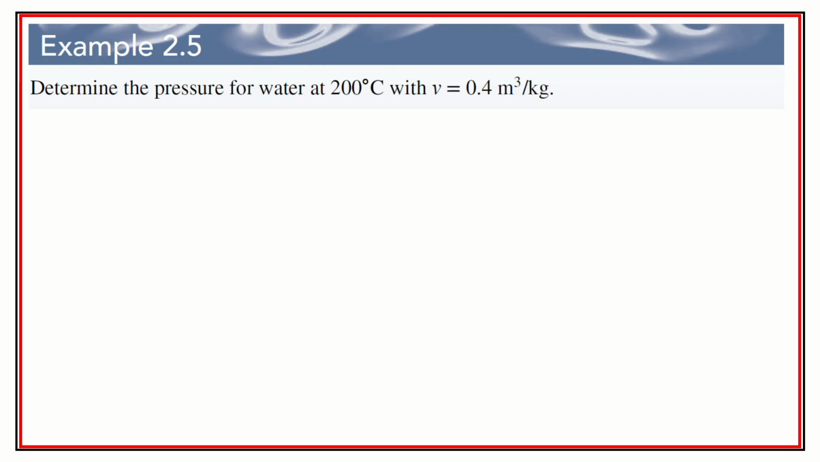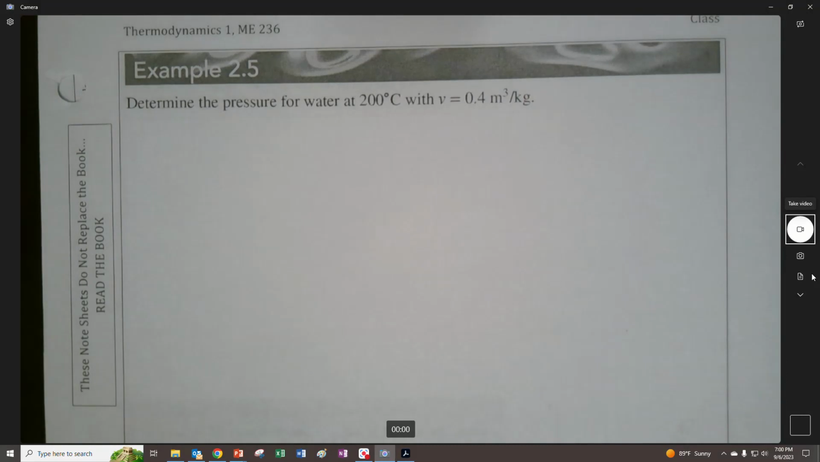Continuing now with class number 4, here's example 2.5. Determine the pressure for water at 200 degrees Celsius with a specific volume of 0.4 cubic meters per kilogram. We're getting pretty good at this so far, I think.